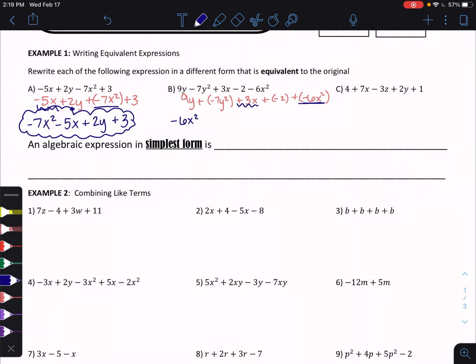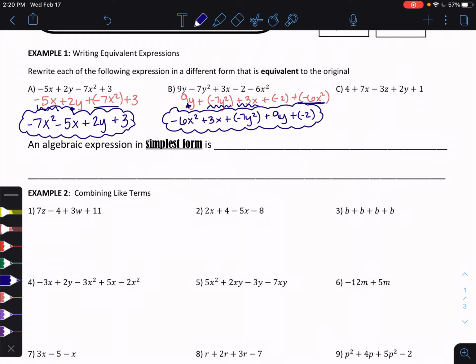Then plus 3x. And then alphabetically, the biggest exponent is then going to be negative 7y squared. So I can put plus negative 7y squared, or I can say minus 7y squared. Then plus 9y. And then plus negative 2. So in this example, I left everything as a plus negative instead of a minus. It means the same thing. This again would be an equivalent expression, an expression that means the same thing, just written slightly differently.